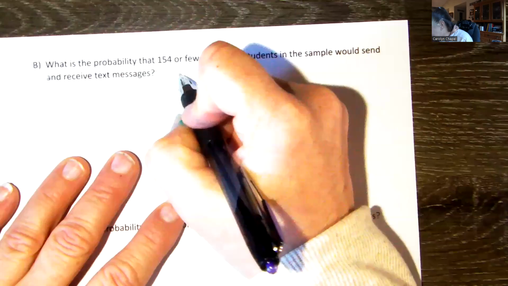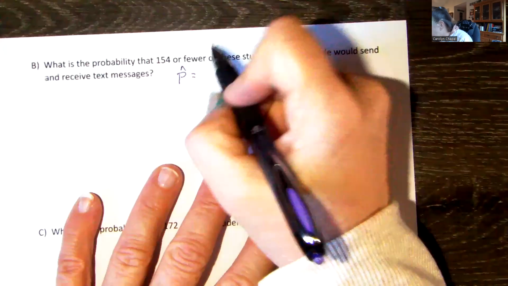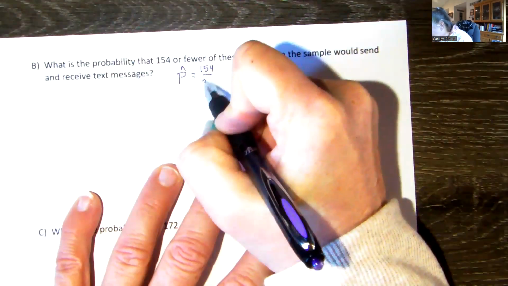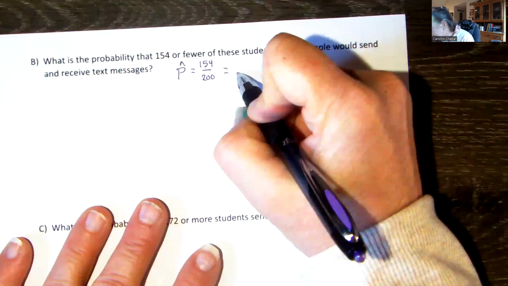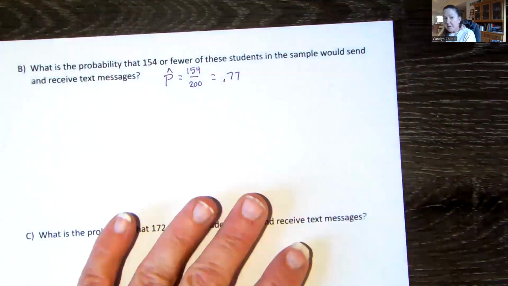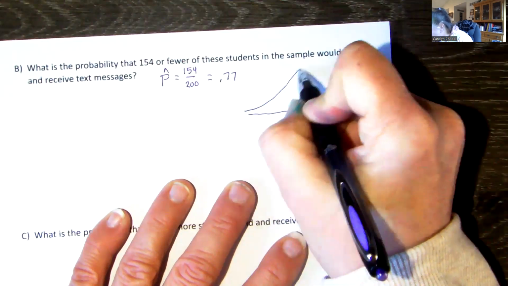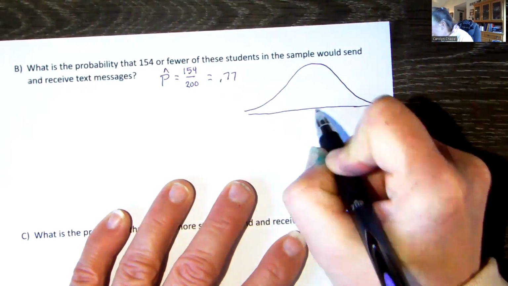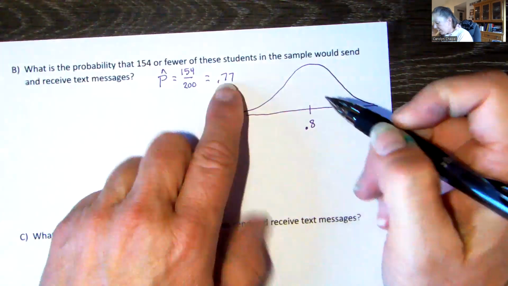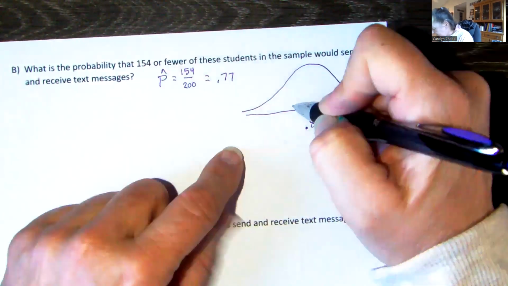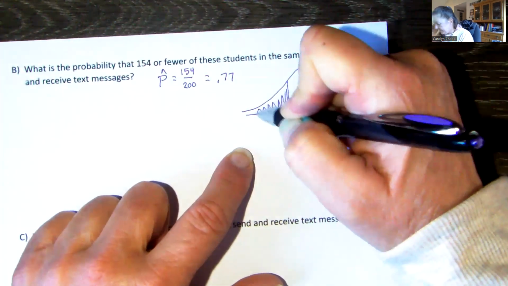Well, the first thing I'm going to do is get our p-hat. p-hat is the number that we're looking at, that 154 out of my 200, which if I do that math, I get 0.77. So I'm going to draw a picture of what we're looking at. It is approximately normal, so I've got my normal curve, and the mean is 0.8. I want to know the probability that we are less than this. So here's my 0.77, and I want to go less than this.